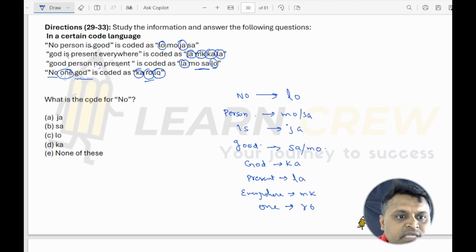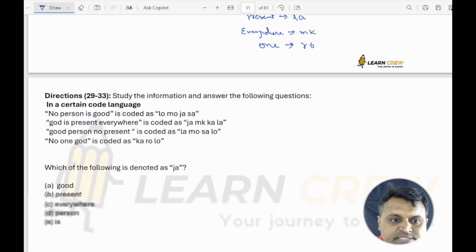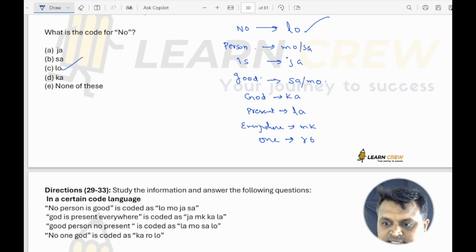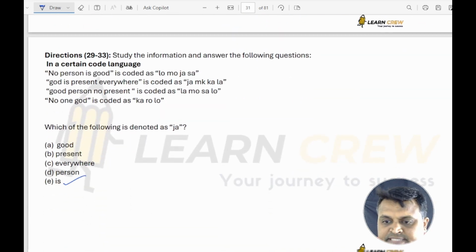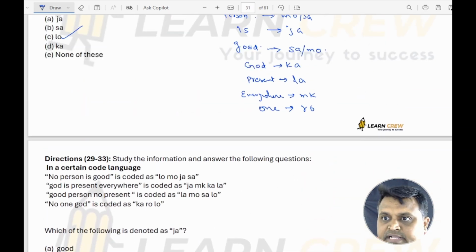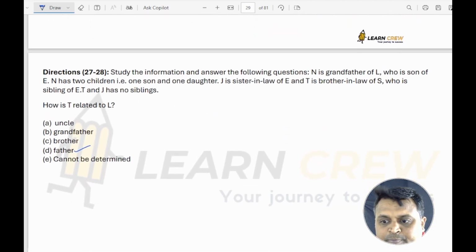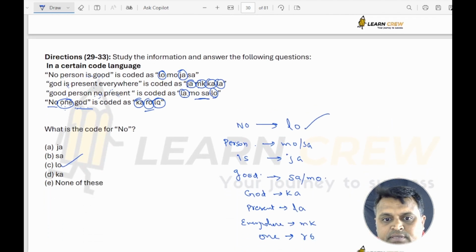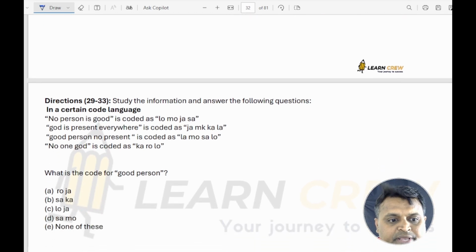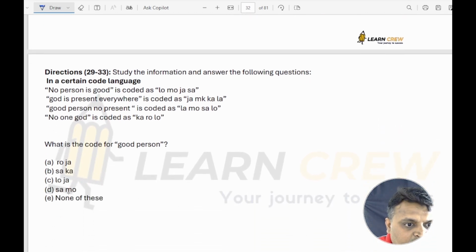We don't know. So what is the code for no? No means LO, so the answer is LO. Next, which of the following is denoted as JA? JA means is. Next, what is the code for good person? We cannot say exactly, but definitely the combination of these two will be MO SA, and that combination is there only here. So the answer is option D.